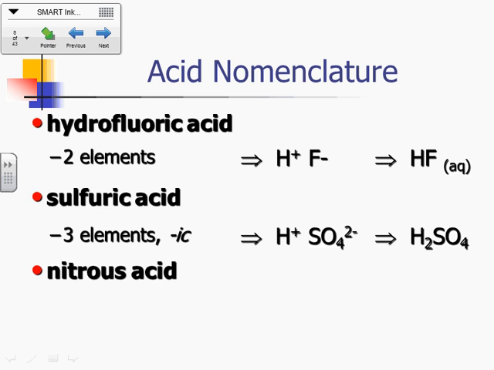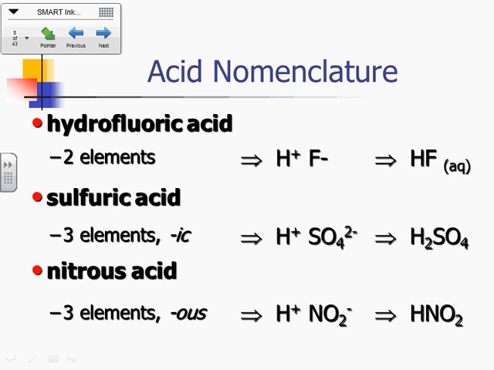All right, and then nitrous acid. We already did that one, didn't we? Oh, we did nitric. Okay, so there's 3 elements there, obviously, because there's no hydro in front, so it's ternary. But this one ends in ous, so the polyatomic ion would have to end in ite. So what is the polyatomic ion here? Nitrite, which is NO2 1 minus, so then the formula would be HNO2. All right?